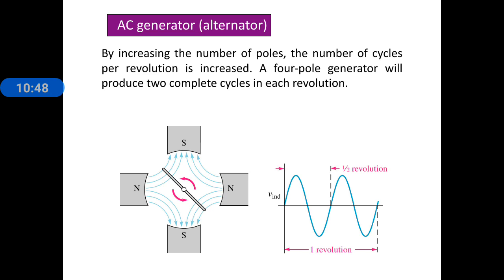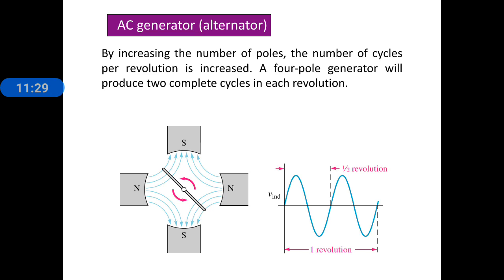So 2 pairs of poles means it produces 2 cycles. North pole and south pole are arranged alternately. Whenever the coil moves from a north pole to a south pole, a positive peak and a negative peak are obtained. Again from a south pole to a north pole, again a positive peak and a negative peak. So in one rotation we pass 4 poles, north and south. That means in one rotation there are 2 positive values and 2 negative values, so completely 2 cycles. So in one rotation we get 2 cycles.